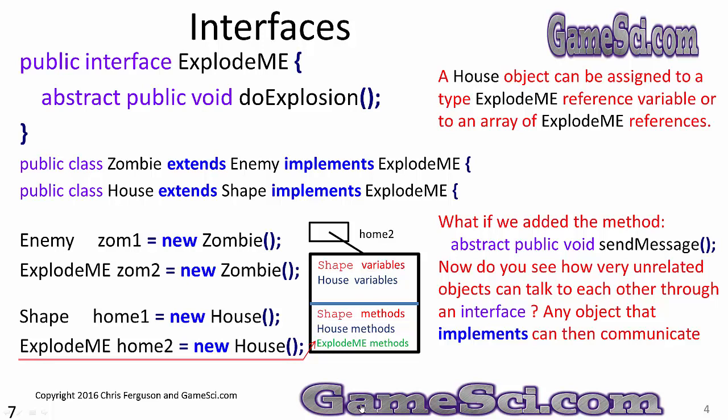Here's home2. Variables look the same as the last time. A house object can be assigned to an ExplodeMe reference variable or an array of ExplodeMe references. What if we added this method? Abstract public void sendMessage. Now do you see how very unrelated objects can talk to each other through an interface? Any object that implements it can then communicate.